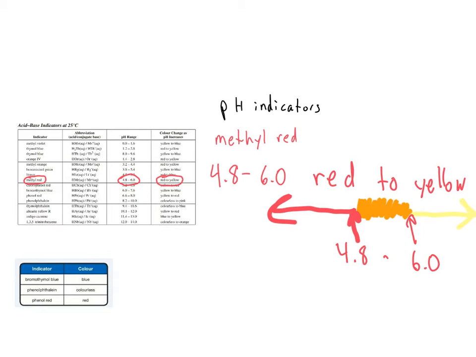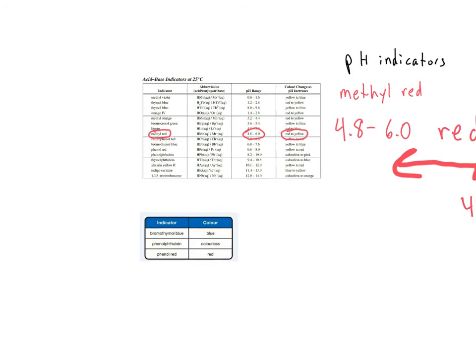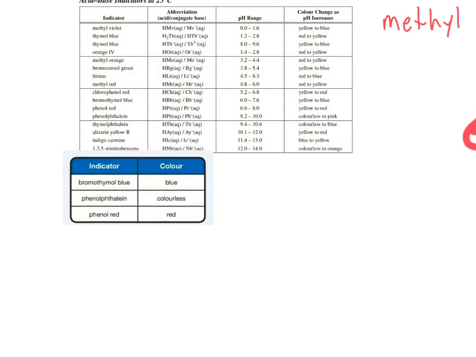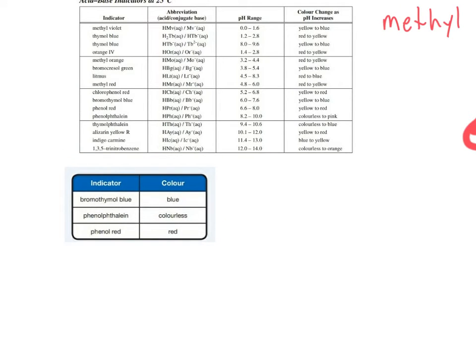So let's do an example. The example I have here is this one. It's from your textbook. And it says that bromothymol blue is going to turn blue, and phenolphthalein is going to turn colorless, and it says that phenol red is going to turn red.